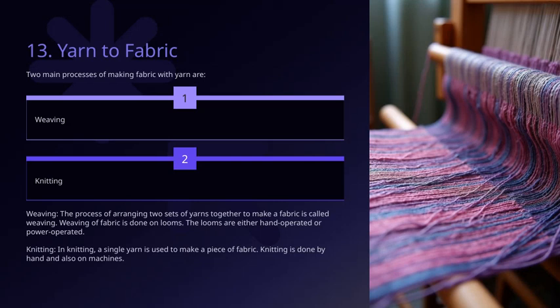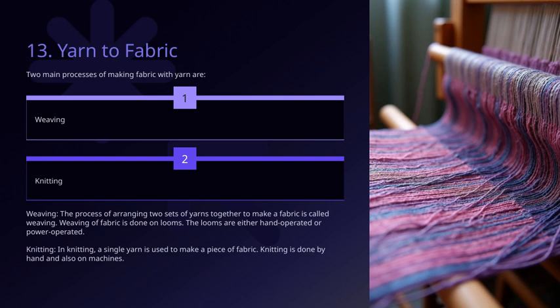Now, let's take a closer look at the main processes involved in turning yarn into fabric. The two key methods are weaving and knitting. Weaving involves arranging two sets of yarns perpendicular to each other to create fabric. This process is typically done on looms, which can be either hand-operated or powered by machines. Weaving produces a sturdy, tightly woven fabric that's commonly used in many textiles.